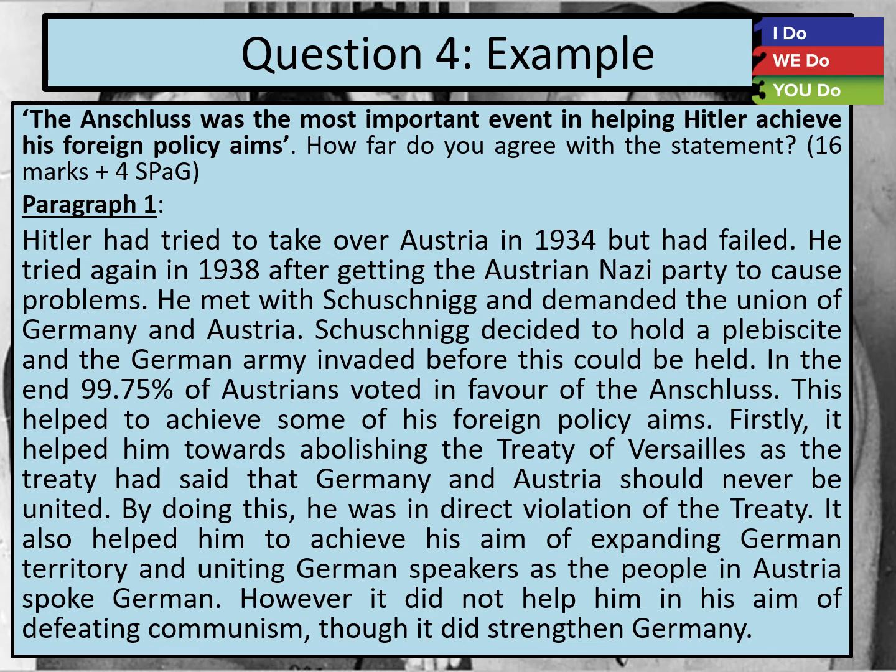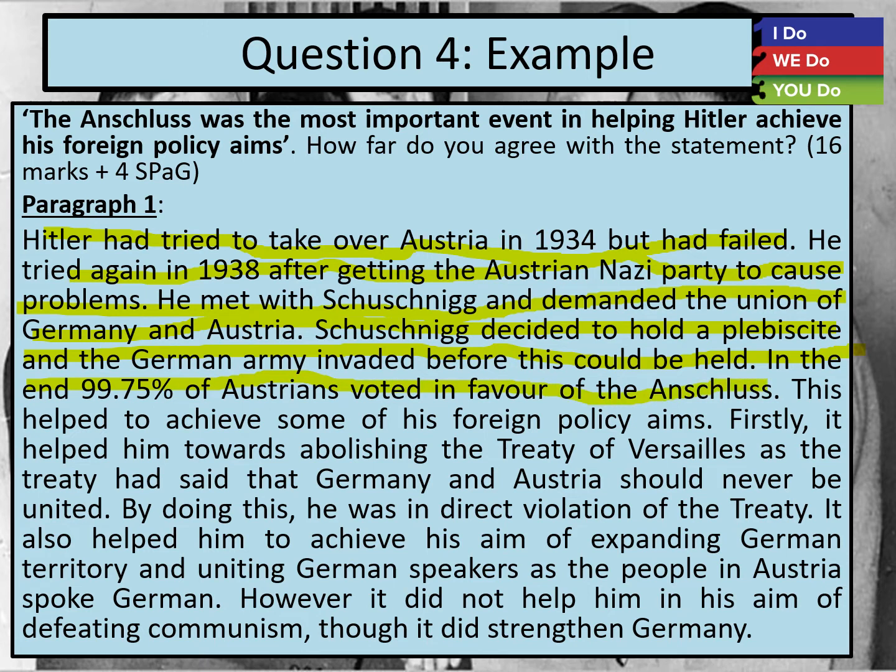Here's what I wrote then. So Hitler had tried to take over Austria in 1934, but failed. He tried again in 1938 after getting the Austrian Nazi Party to cause problems. He met with Schuschnigg and demanded the union of Germany and Austria. Schuschnigg decided to hold a plebiscite, a vote, and the German army invaded before this could be held. In the end, 99.75% of Austrians voted in favour of the Anschluss.